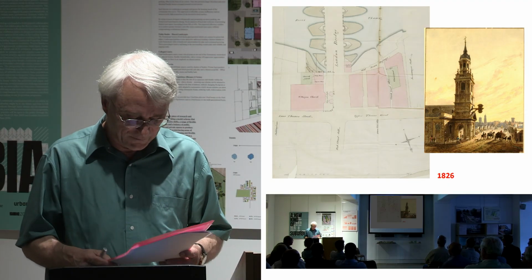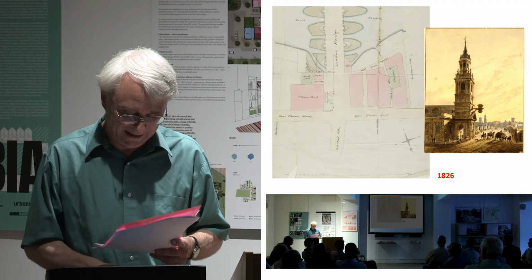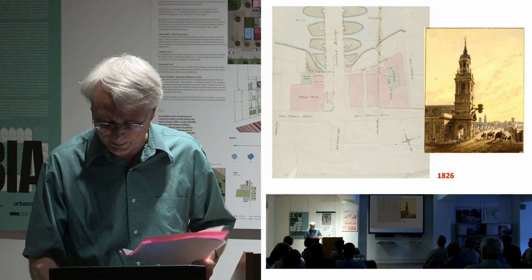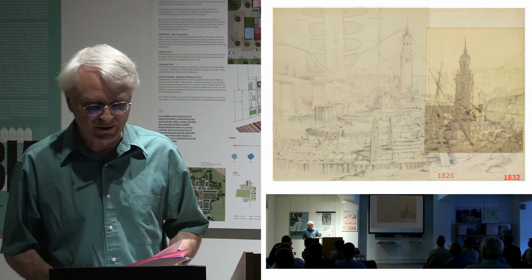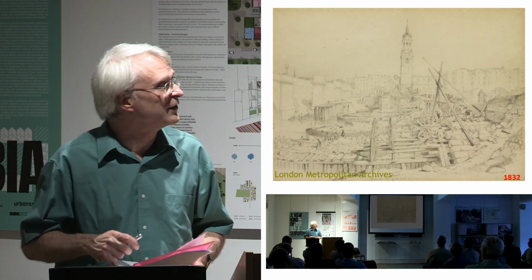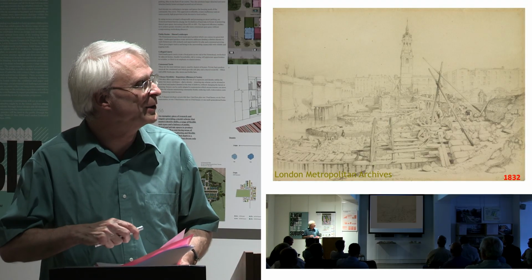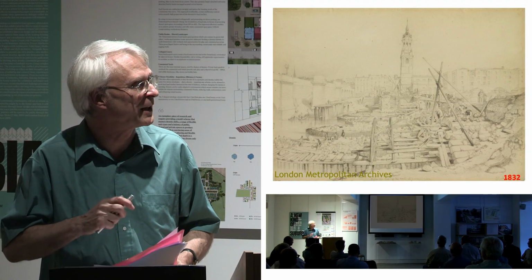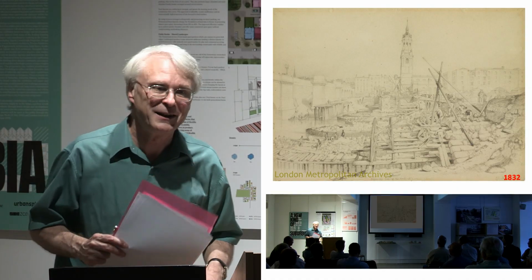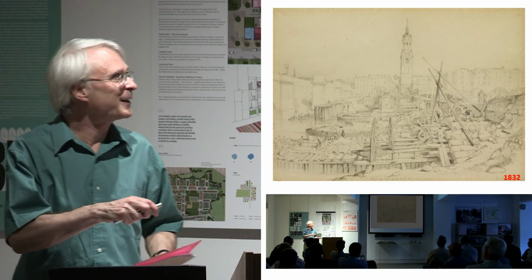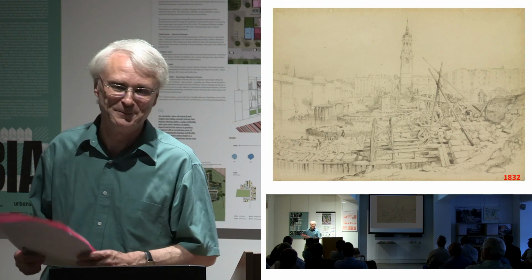Maintenance remained expensive because of the Starlings. In 1823 they get an act for a new bridge, and there in 1832 is the remains of the old bridge being demolished, and the new bridge is appearing on the left, and there is St Magnus. Now, you will hear more about that bridge shortly.